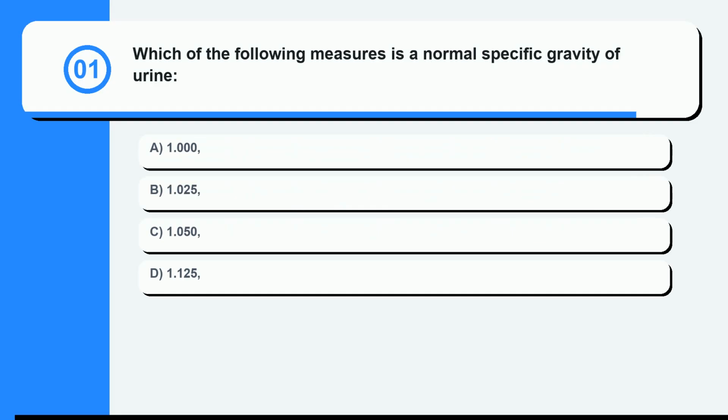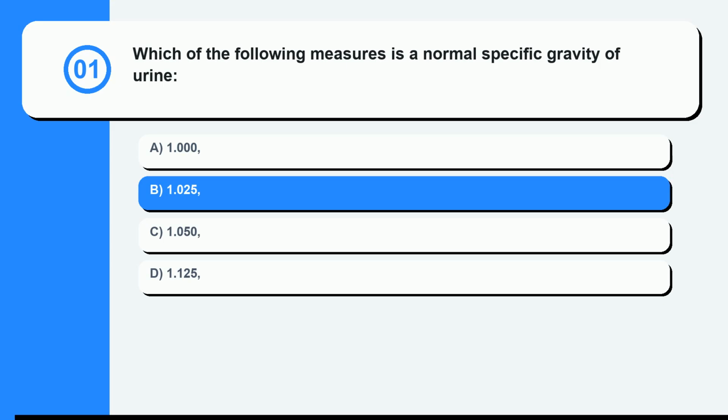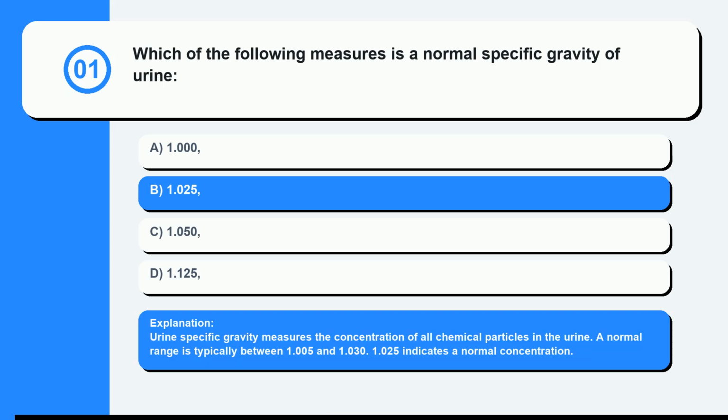Question 1. Which of the following measures is a normal specific gravity of urine? A. 1.000, B. 1.025, C. 1.050, or D. 1.125. The correct answer is B. 1.025. Urine-specific gravity measures the concentration of all chemical particles in the urine. A normal range is typically between 1.005 and 1.030. 1.025 indicates a normal concentration.